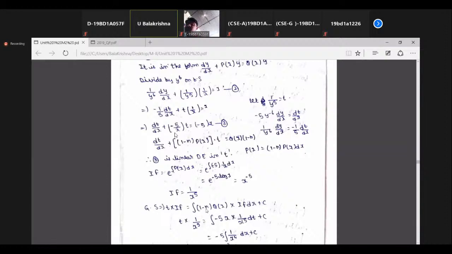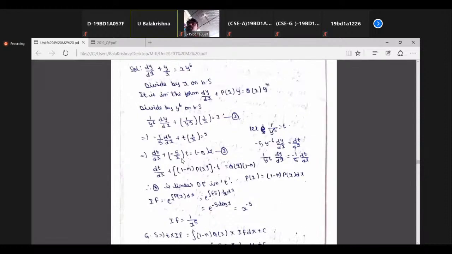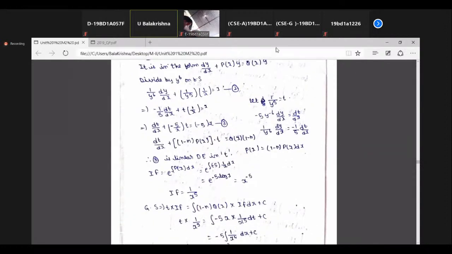So here dt/dx, 1 minus n is 1 minus 6, that is minus 5, into p(x) which is 1 by x, into t is equal to q(x), which is x, into 1 minus n, that is minus 5. So this is the term, right? Is this clear?